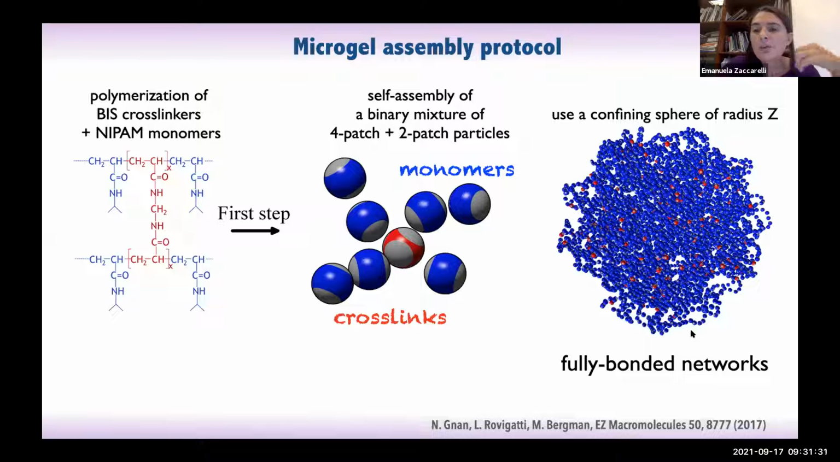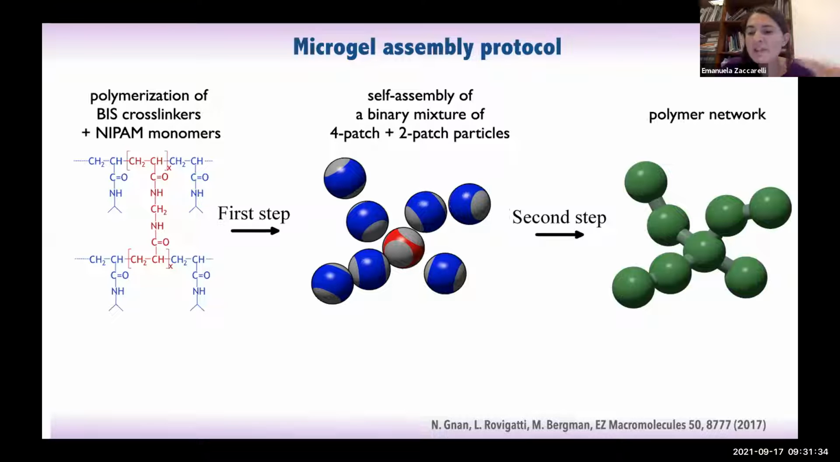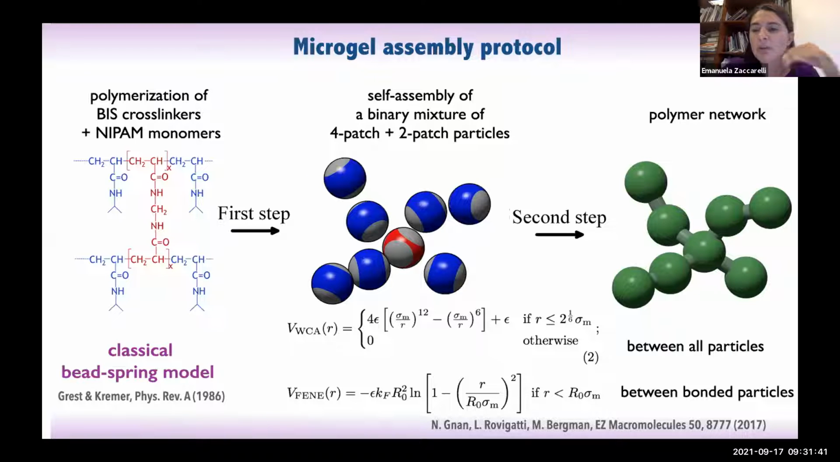So at this point, we do a second step, and we freeze the bonds, in the sense that we replace the patchy attractive interaction with polymer ones. Namely, we use the standard bead spring model. So first, we have to do this in 2 steps. The bead spring model is the usual model in which you have the WCA potential between all the monomers, plus the FENE potential that basically prevents breaking of the bonds and avoids also unphysical crossing of the chain.